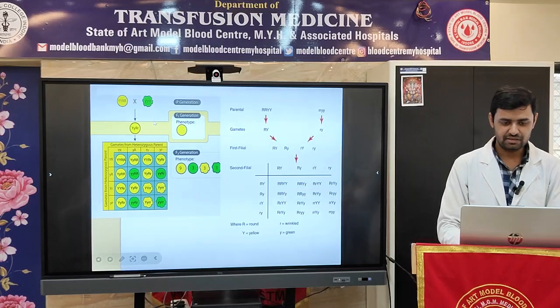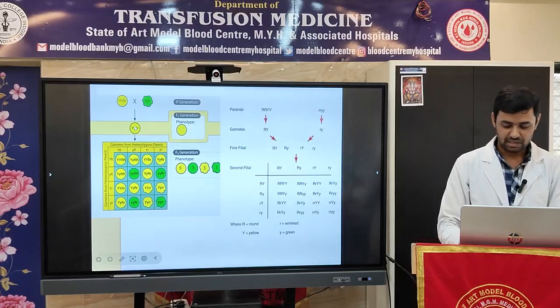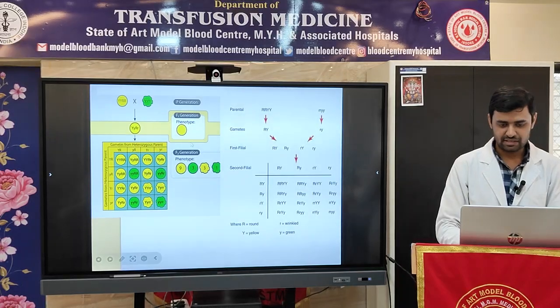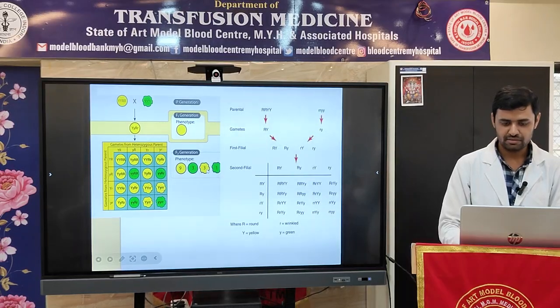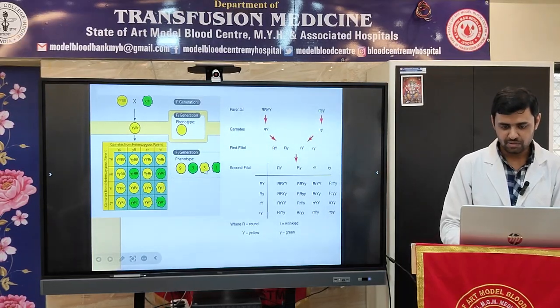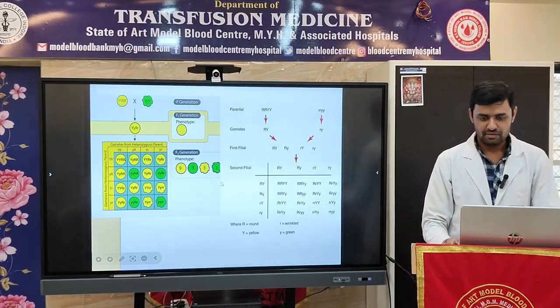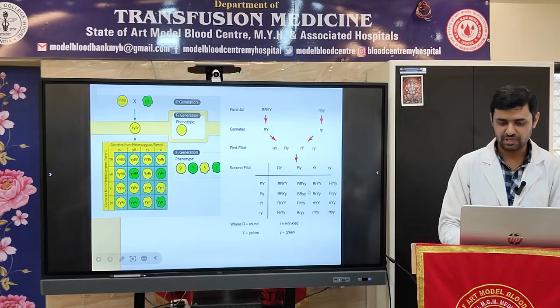Here it is the first generation, and he found in the F1 progeny only round seeds. And in the second generation, the F2 generation, he found the 9:3:3:1 ratio. 9 is round and yellow, 3 is round and green, 3 is wrinkled and yellow, and the last one is the recessive one, which is wrinkled and green. Again, this is the genotypic expression of all the alleles arranged in the F2 generation, while the phenotypic presentation is 9:3:3:1.